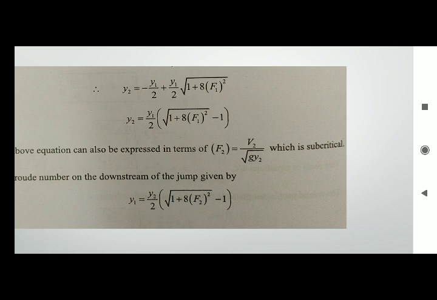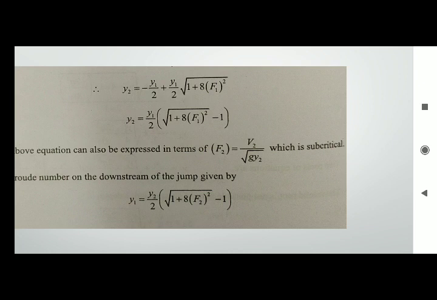This is the relationship between y2 and y1. So y2 is equal to y1 by 2 root of 1 plus 8 F1 square minus 1. We may also write this as y2 is equal to y1 by 2 times minus 1 plus root of 1 plus 8 F1 square. This is the relationship between y1 and y2. If I know the value of y1 and the value of F1, which is the Froude number at section 1, then I will calculate y2.